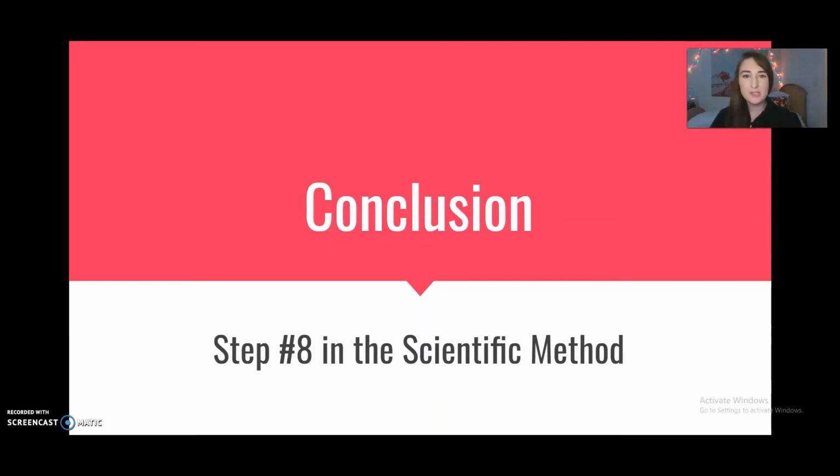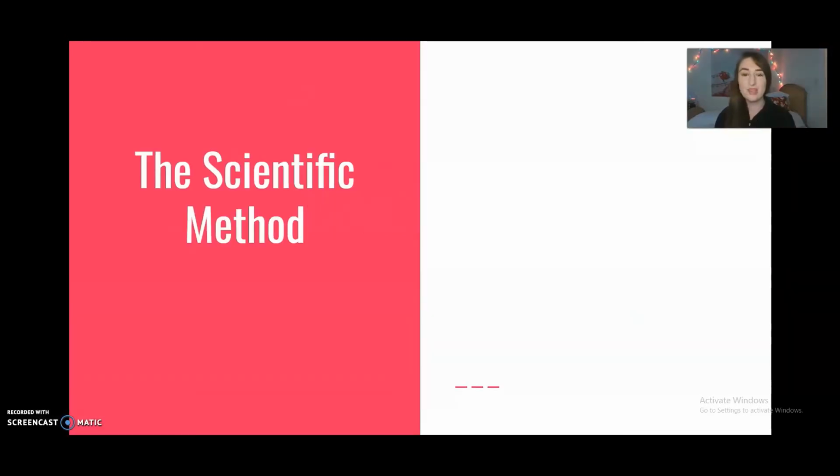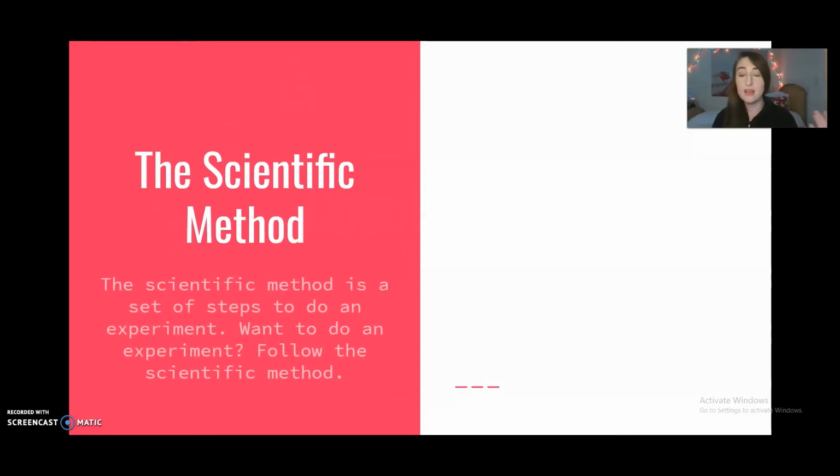Welcome, 6th grade, to the 8th and final step of the scientific method, conclusion. So let's just jump right into it. The scientific method is a set of steps to do an experiment. If you want to do an experiment, you've got to follow the scientific method. That's it. It's really that simple.